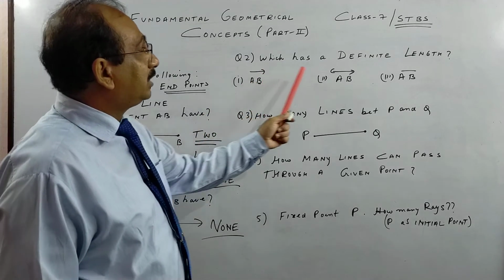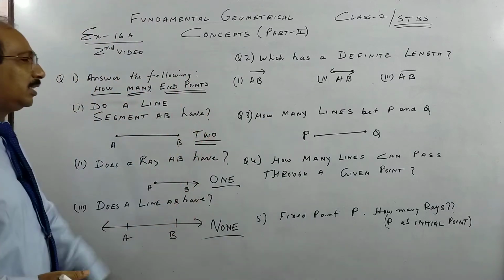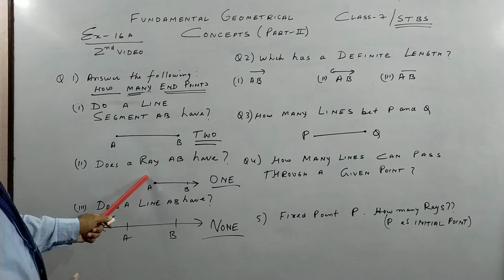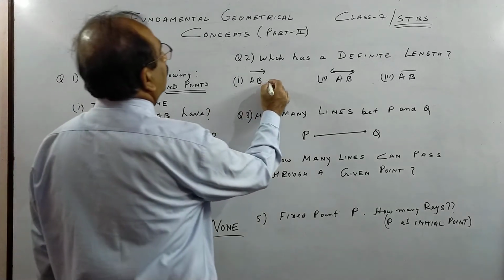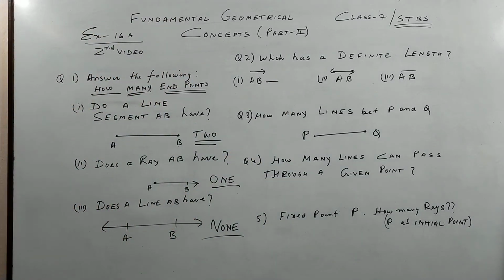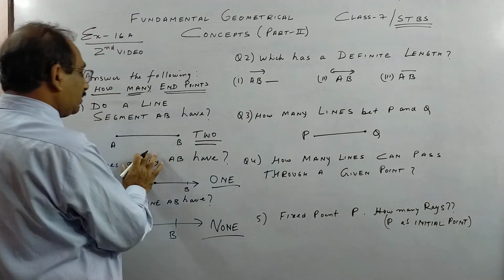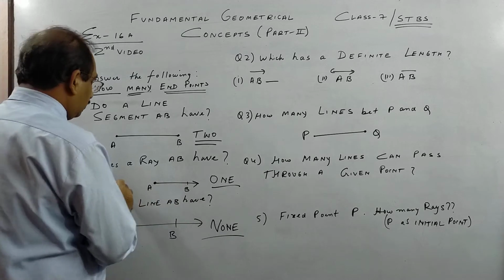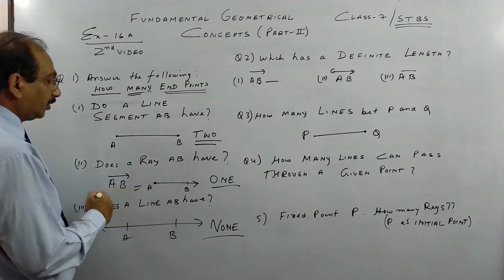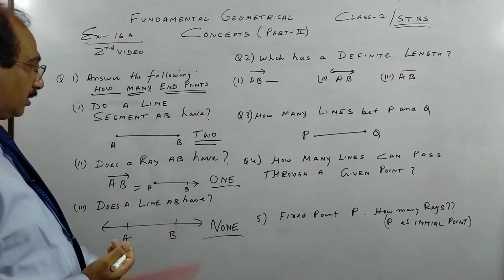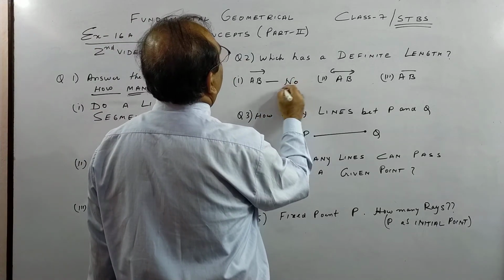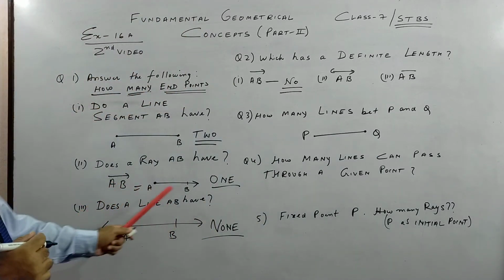Now, which has a definite length? You see, this question is related to this. This is what a ray is. Which has a definite length? A ray does not have a definite length. So this is how we represent a ray, children, starting from A and going endlessly towards the side of B. So a ray has not got any definite length.